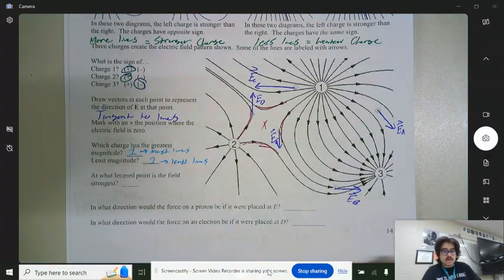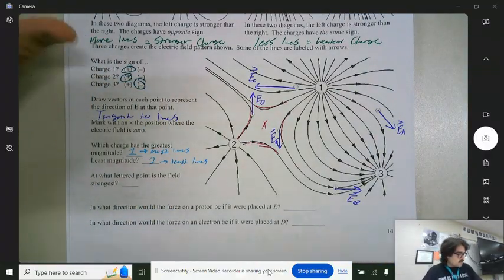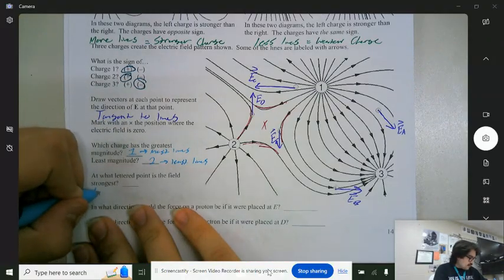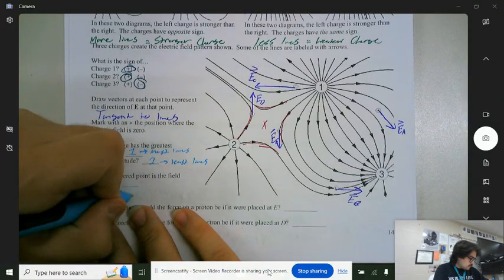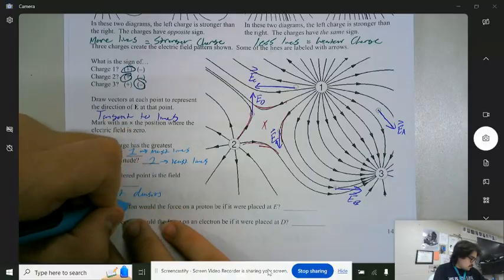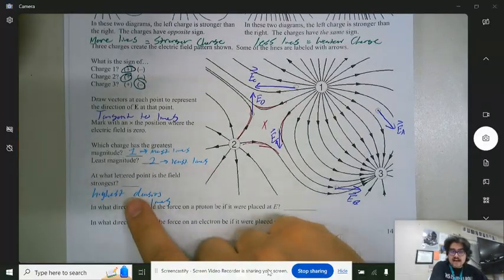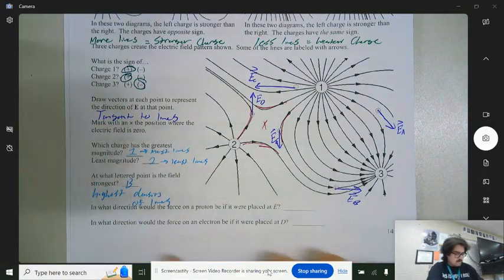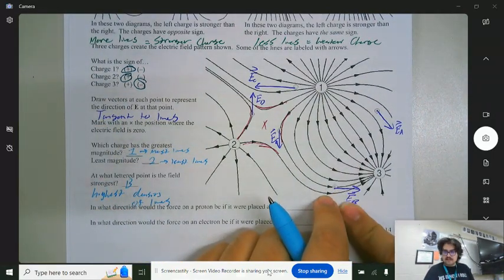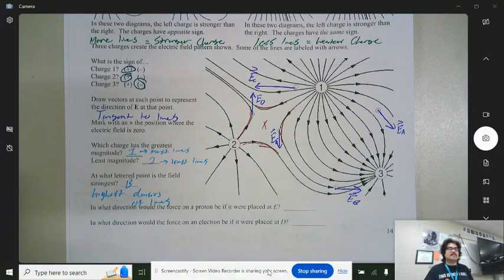At which lettered point is the field the strongest? We're looking for the highest density of lines. So which point has the highest density of lines? It's point B. Notice that at B, we've got a ton of lines near it. None of the other points have that many lines near it.